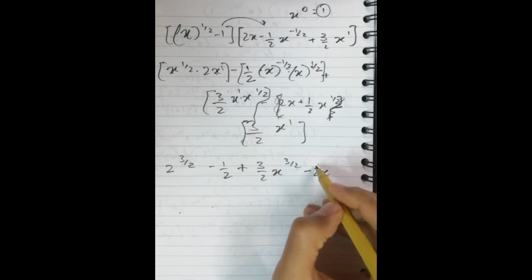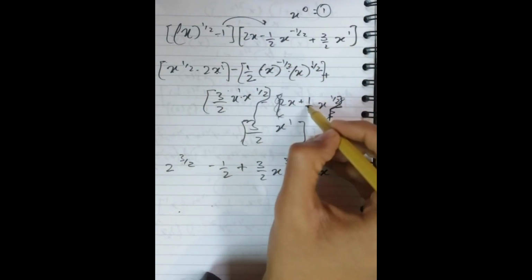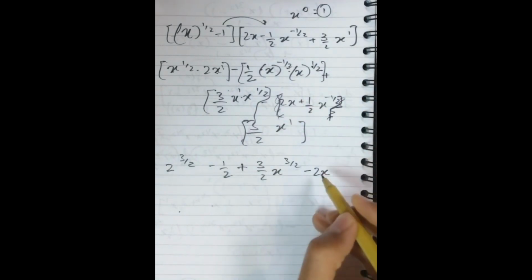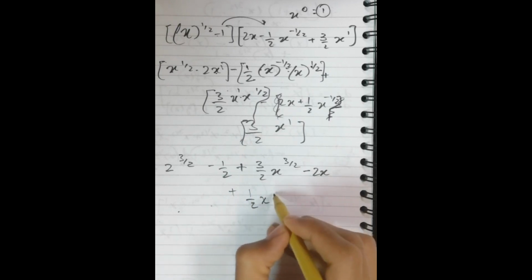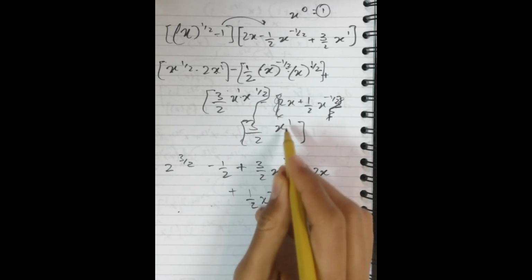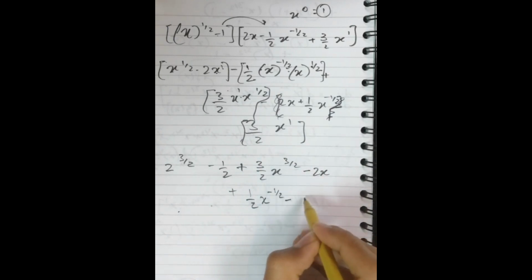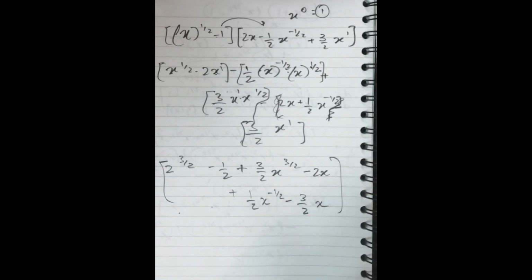Okay, so we are multiplying it by the negative sign, so we are getting a positive. And yep, I've made a mistake, this is negative. So positive 1/2 x^(-1/2). Okay, and then we have negative 3/2 x. So we have to put this thing over there.